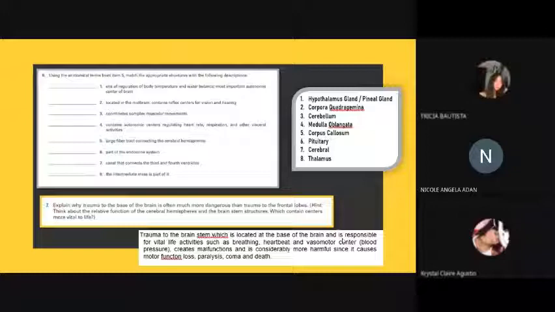So trauma to the brainstem, which is located at the base of the brain and is responsible for vital life activities such as breathing, heartbeat, and the vasomotor center, which controls blood pressure, creates malfunctions and is considerably more harmful since it causes motor function loss, paralysis, coma, and death.